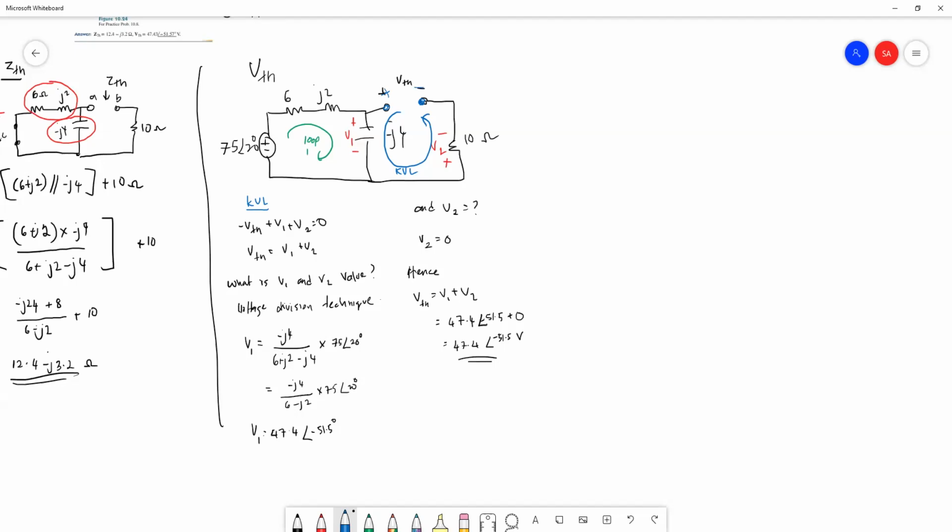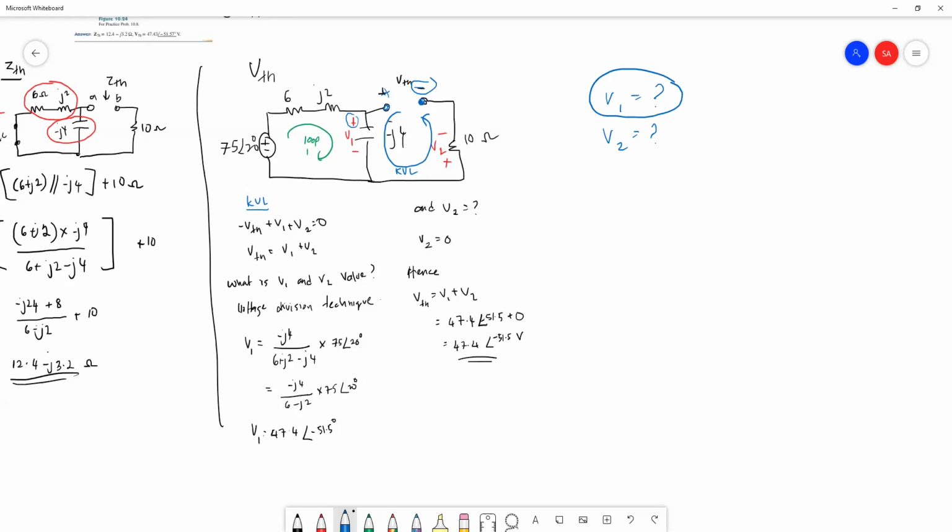From here, I can say that V Thevenin is this KVL loop. If you write down the KVL, start from here, negative VTH, and then plus, the polarity is defined by you, plus V1 and plus V2 equal to 0, and then rearrange. So I got my VTH is the summation of V1 plus V2. But right now V1 is unknown, V2 is also unknown. So we need to calculate V1.